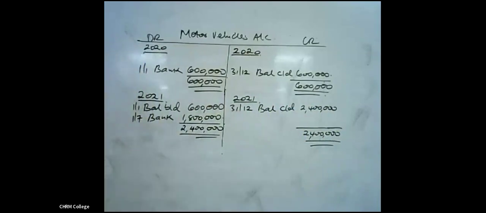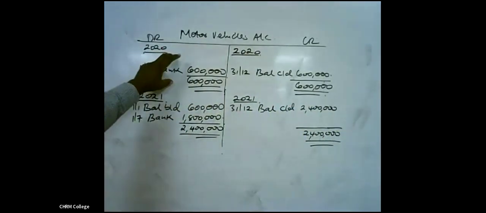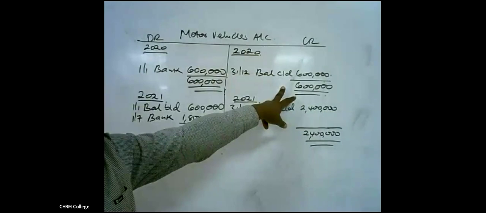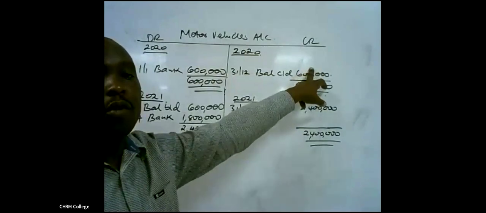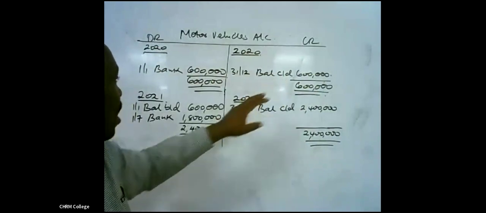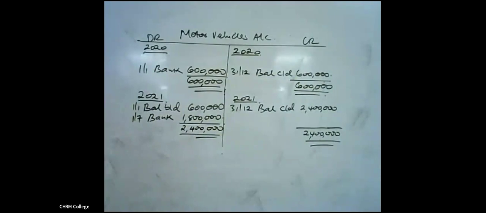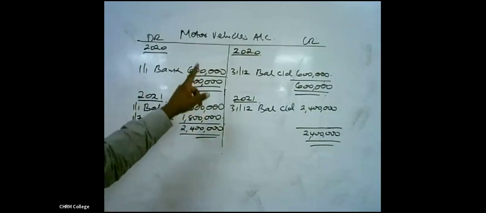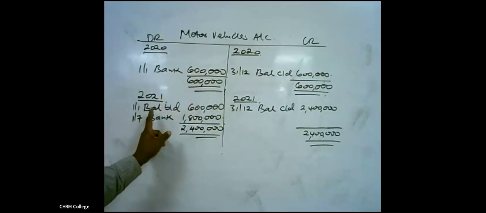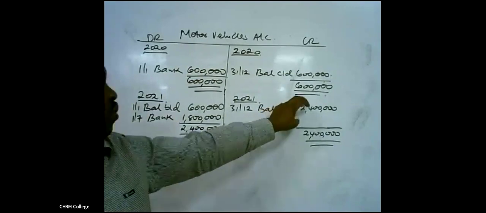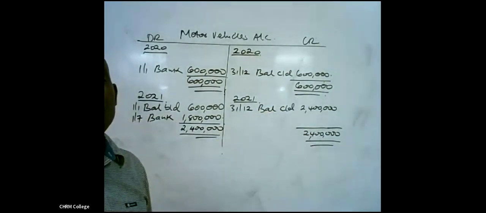That is how your motor vehicle account looks. For every year you balance. This is what happened in 2020. We only acquired this one. Then at the end of that year, we only had that motor vehicle to balance. The closing balance is the opening balance. So the opening balance plus the additional motor vehicle that we bought. By the end of 2021, we had 2 motor vehicles. The first was bought at 600,000 in 2020, and it is our opening balance. Then in July, we added another one. So the two combined, that is your motor vehicle account. Then we calculate depreciation.